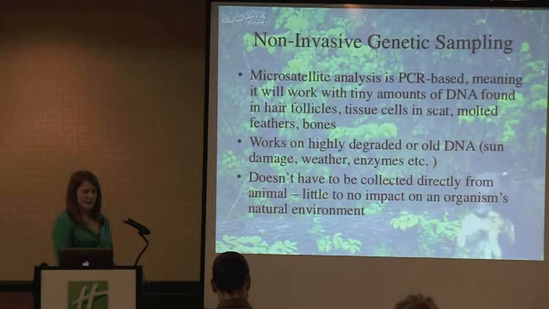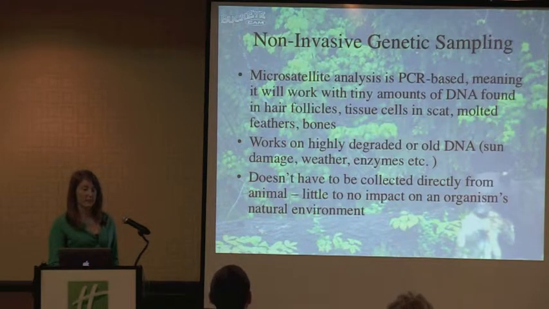And so one other nice thing about microsatellites is that microsatellite analysis is PCR-based, which means it works with very small amounts of DNA that we usually find in hair samples or scat, molted feathers, or old bones. It works on very highly degraded DNA, so samples that have been exposed to the sun for long periods of time, or weather, or are degraded from enzymes. And also, these samples don't have to be collected directly from the animal, which means that there's little to no impact on an organism's natural environment.